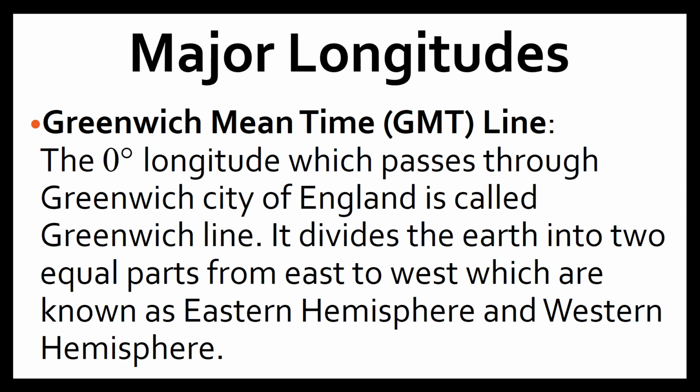Students, there are two major longitudes. First is the Greenwich Mean Time Line and the second is the International Date Line. First, we will discuss what GMT, the Greenwich Mean Time Line, is. The 0 degree longitude which passes through Greenwich City of England is called the Greenwich Line. It divides the earth into two equal parts from east to west, which are known as the Eastern Hemisphere and Western Hemisphere.